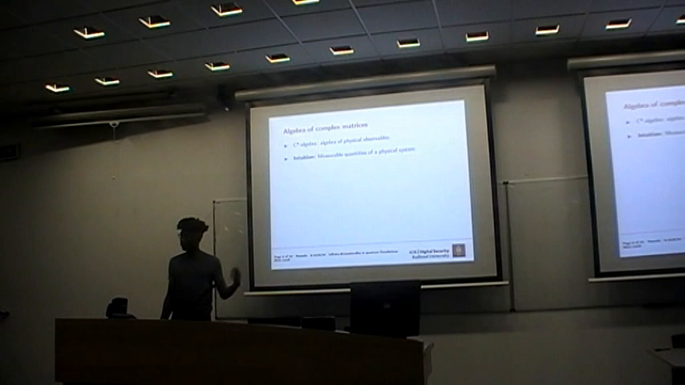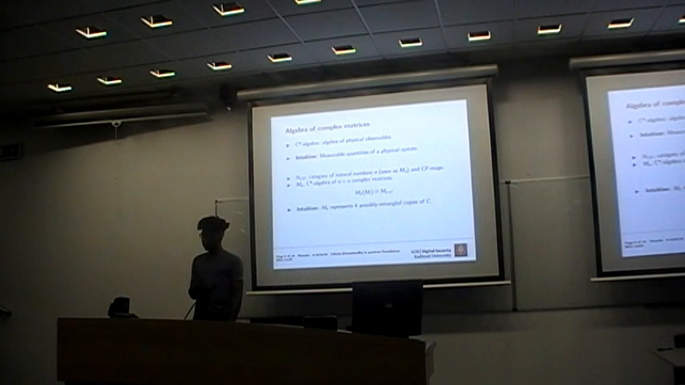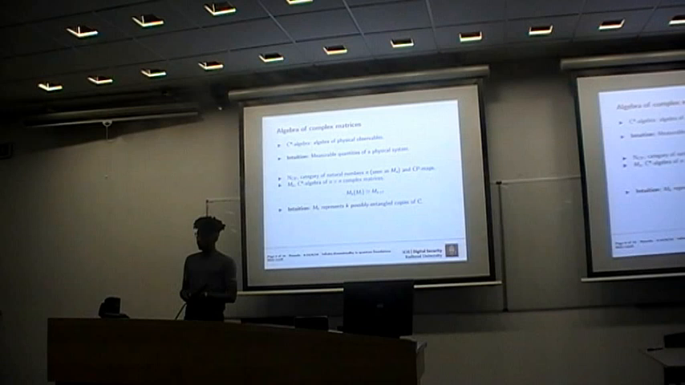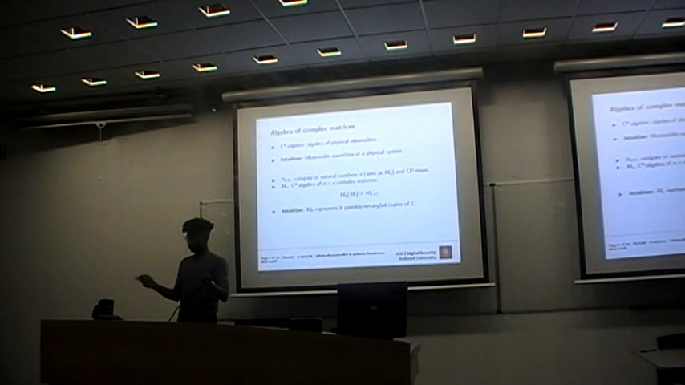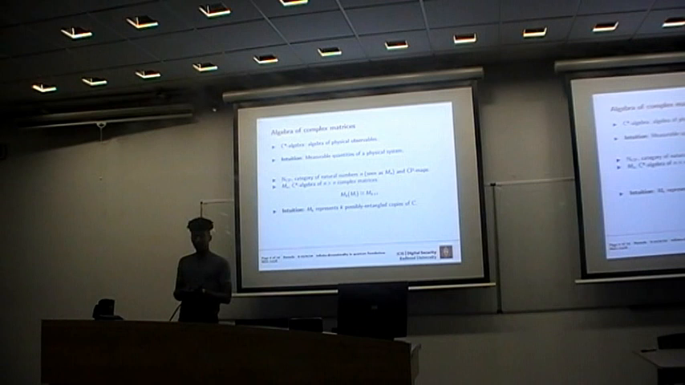But in this talk, we will deal with C-star algebras, which are algebras of physical observables. And the intuition behind this is that they represent measurable quantities of a quantum system. So I will also consider matrix algebras, which are specific C-star algebras, whose elements are made from n by n complex matrices. So you can tensor them and get another matrix algebra. And the idea is that any of them, so if you take the C-star algebra M_k, it represents k possibly entangled copies of the complex numbers.